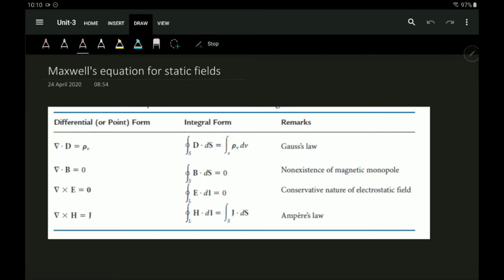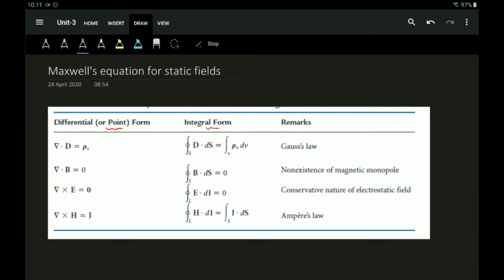The first equation, here we have the leftmost part in the point form, or we call it the differential form, and the rightmost form is the integral form. So the first equation corresponds to Gauss law, where the point form gives me just the differential form, that is, I can solve through differentiation. It is nothing but del dot D equal to rho v, and the right side is the closed surface integral of D dot dS, which is equal to the volume integral of rho v dv. Basically it is a volume integral of the charge that is present in the volume.